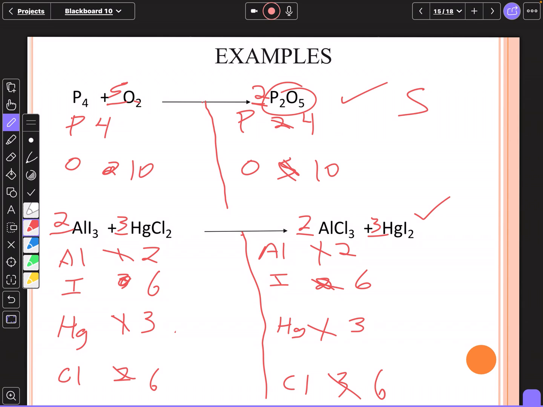The type of reaction is, you notice I have a compound plus a compound on the left of the arrow, compound plus compound on the right of the arrow. That means I have a double replacement reaction. So just make sure that every time we balance an equation, you also tell the type of reaction it is. Just get in the habit of doing that.